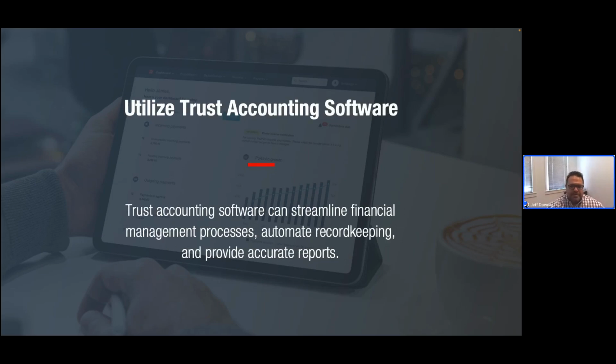The other best practice that many have used and are using is utilizing some sort of trust accounting software or service. Trust accounting software can streamline your financial management processes. It can automate a lot of the things that I've been talking about today, and it can provide automation of reports across the board.